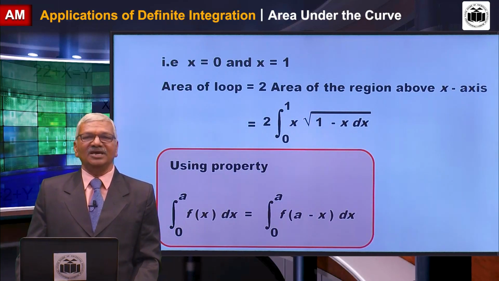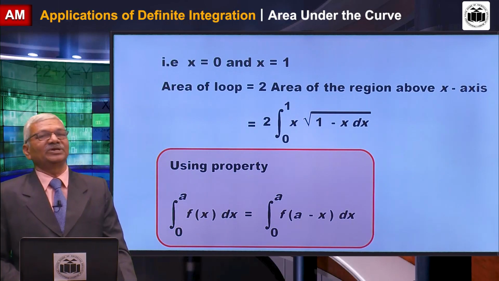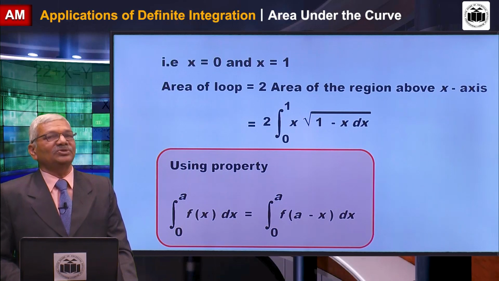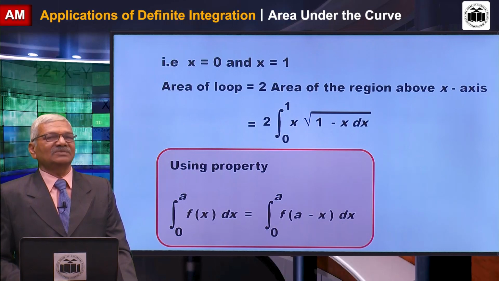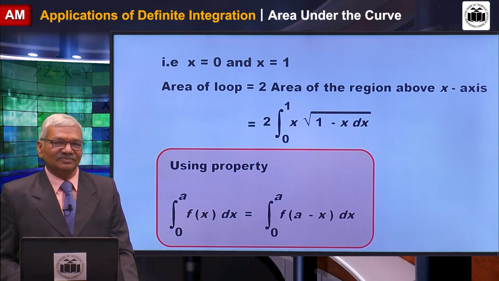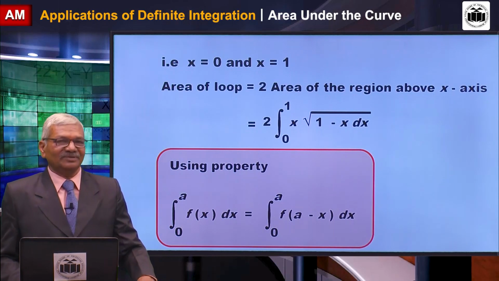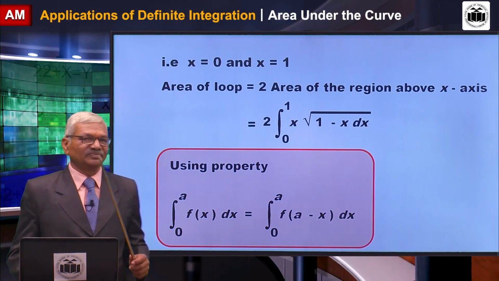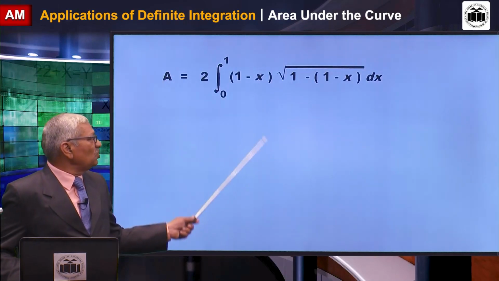The property is integration 0 to a f(x) dx is equal to integration 0 to a f(a minus x) dx. What to do in this case? Simply replacing x by a minus x. In this case, what is a? A is absolutely correct, a is 1. So, applying this property, what will you get?